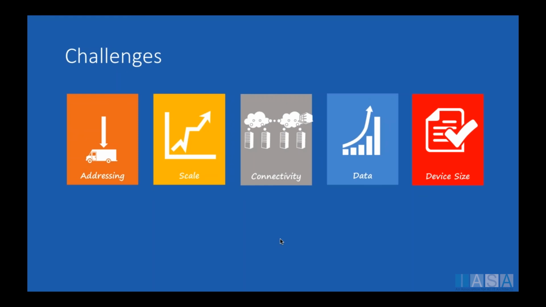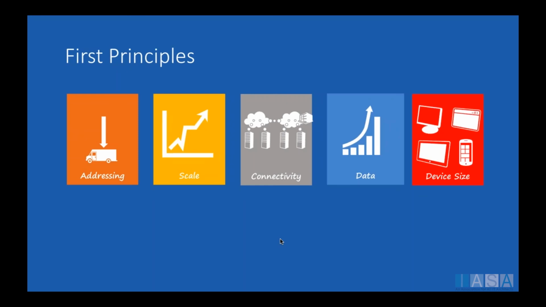Another challenge is the sheer volume of data, and we've seen customers who built their original systems on SQL Server, for example, see those databases completely overwhelmed as the number of devices and the amount of data that came from those devices started to grow. And also the device size can be a real challenge as well. Like I mentioned, it may not be big enough to support a TLS or HTTP stack.